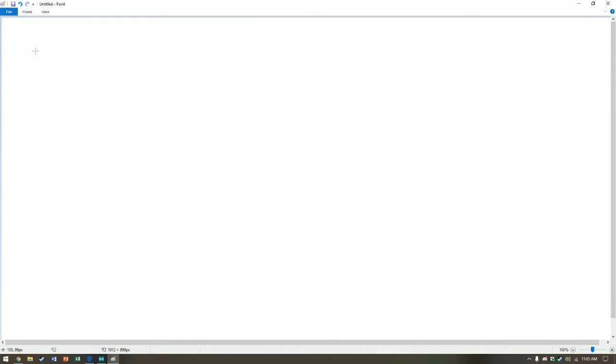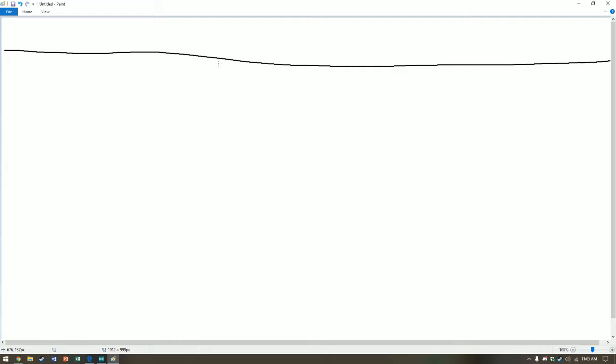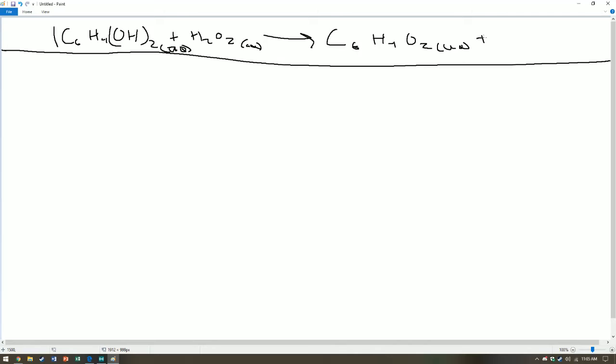The first thing I think is a good step whenever you do these types of questions, these Hess's law questions that involve the algebraic manipulation of stuff, is to write down your final end goal reaction up front and center. So in this case, it would be C6H4(OH)2 plus H2O2. I'm forgetting my states. Yields, in this case, C6H4O2, which is aqueous, plus 2 waters.